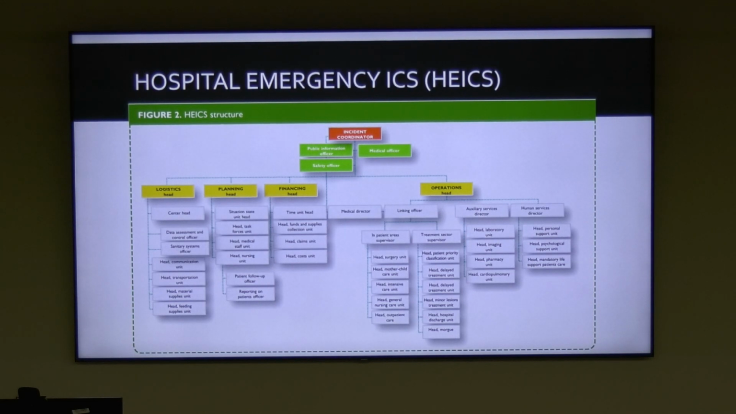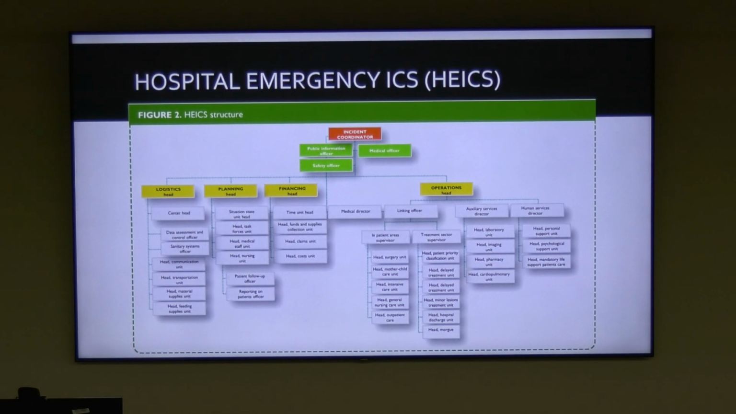So that's when the hospital emergency ICS comes in, like I mentioned earlier, the HEICS. It follows a very similar pattern to what I described earlier. It still has the incident coordinator or the incident commander, and underneath it, it has the public information officer, the medical officer, the safety officer, and then it still has the logistics, planning, financing, and operations heads. But the nice thing is that this diagram demonstrates what goes under each of these heads, or these possible heads.